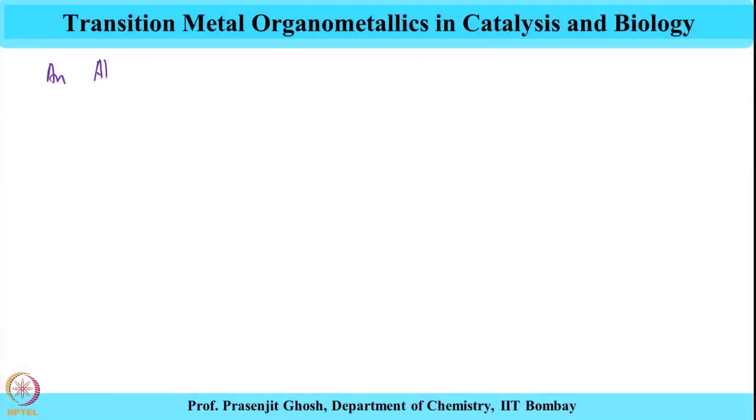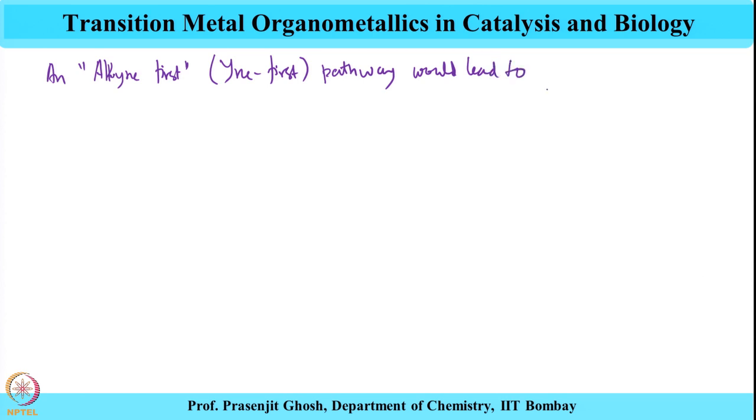So, an alkyne-first or Ene-first pathway would lead to a mixture of regioisomers. And this is illustrated by this beautiful example.